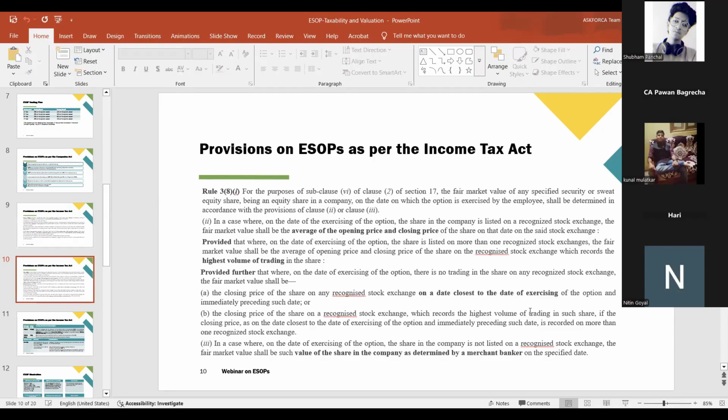If the company is not listed, then we have to calculate the value of the shares. We should get the report by the merchant banker on the exercise date only. एम्प्लॉय जब एक्सरसाइज करेगा उस डेट पे क्या वैल्यू है शेयर की, वो हम वैल्यू लेंगे. उसके लिए हमें मर्चेंट बैंकर की रिपोर्ट लेनी होगी to calculate the fair market value of the ESOP, in this case the fair market value of the shares. No adjustment is required in this as per income tax.